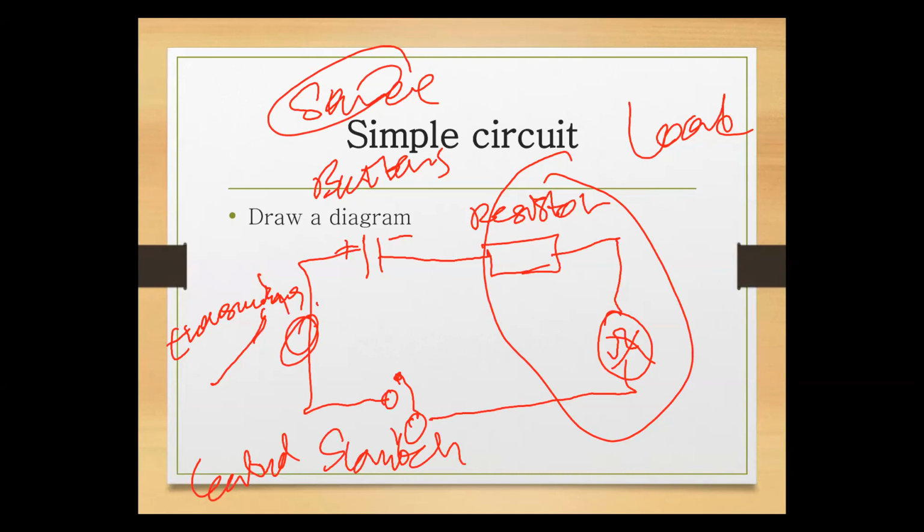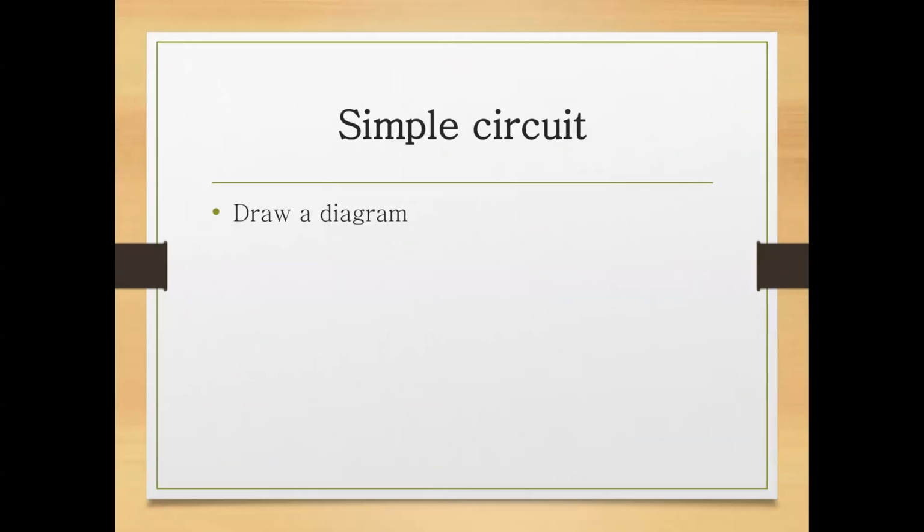So you see source, battery, load, the transmission system, which are the wires, control system, which is the switch there. So that's an example of a simple circuit of the transmission electrical system.